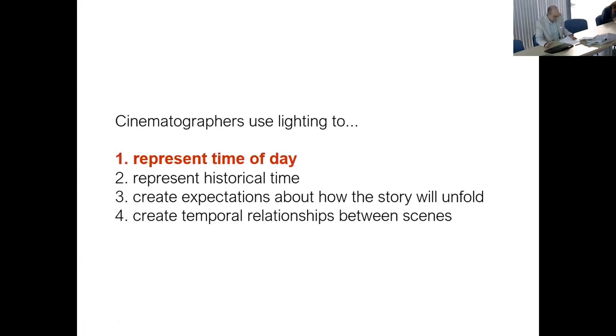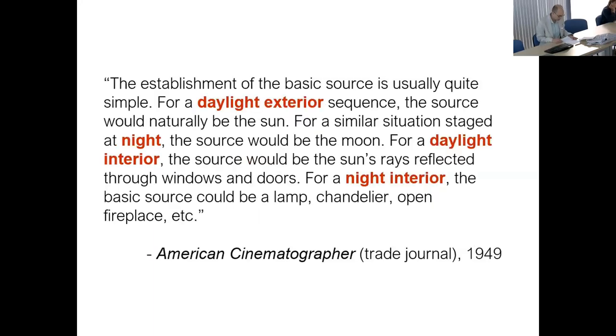All right. So the first one seems fairly straightforward, at least at first glance. When lighting a scene, a cinematographer can show that the scene takes place at day or night. That's a function that working cinematographers talked about often. It came under the heading source lighting. The basic idea is that the cinematographer should approach each scene by asking, what's the logical source of light? The first step in lighting would then be to imitate that logical source. So here's a passage from a trade journal written in 1949 at the height of film noir.